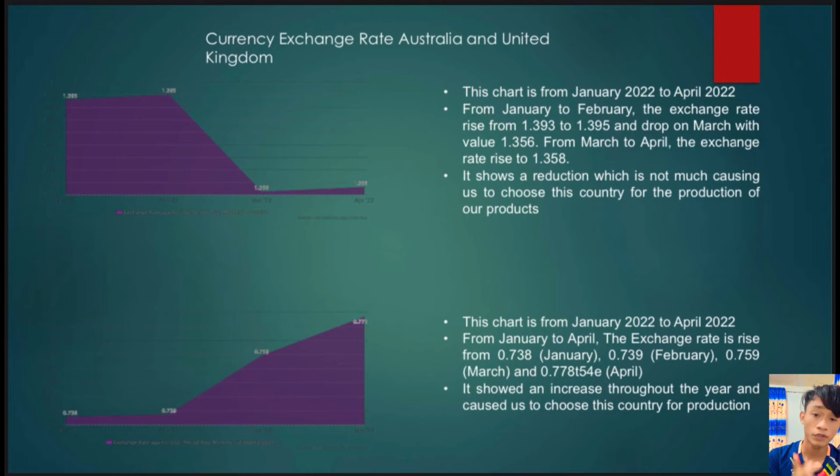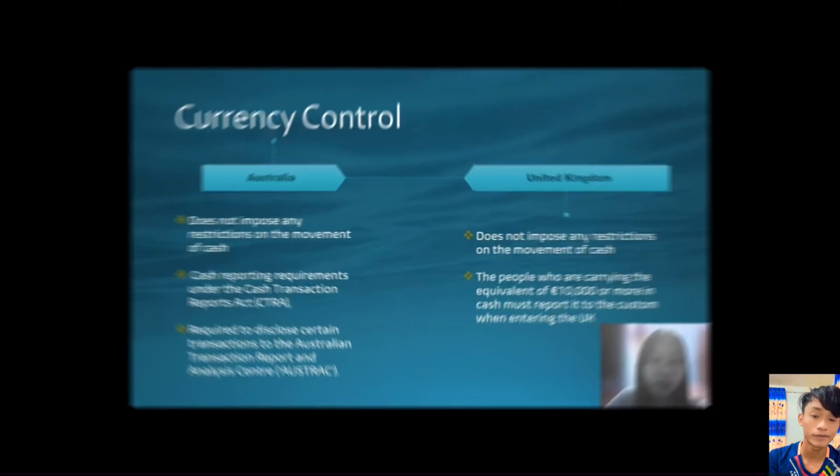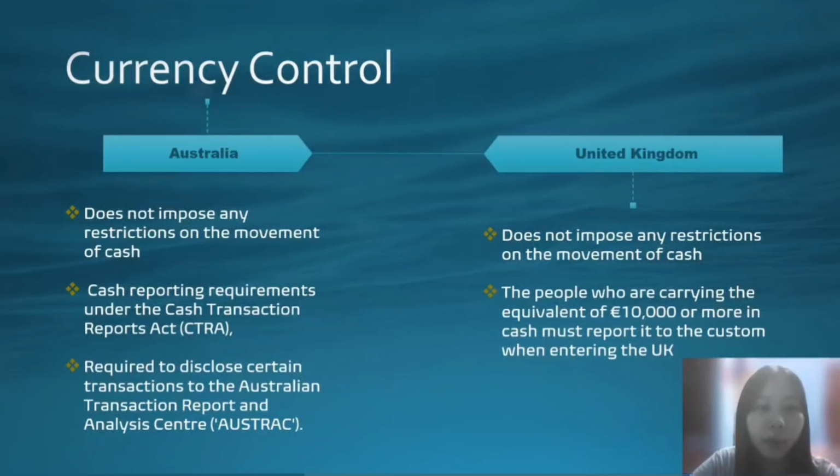So, go to the next part. Australia does not impose any restriction on the movement of cash. Cash reporting requirements under the Financial Transaction Reports Act require disclosure of certain transactions to the Australian Transaction Reports and Analysis Centre. United Kingdom also does not impose any restrictions on the movement of cash. People carrying the equivalent of £10,000 or more in cash must report it to customs when entering the UK.